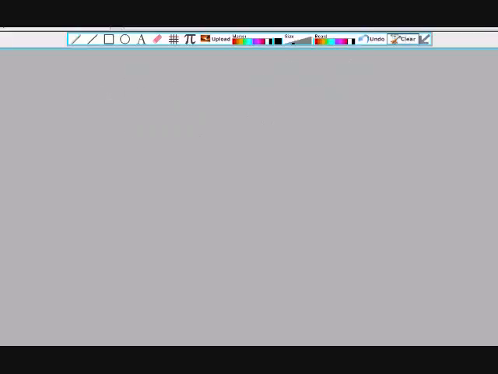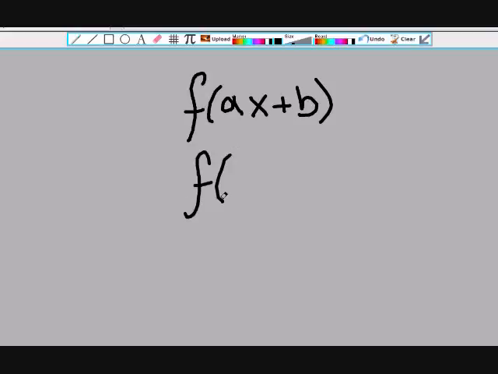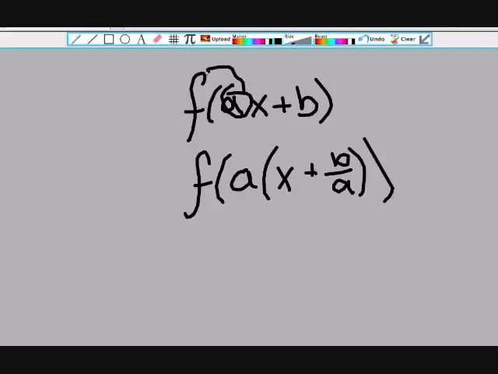Now, something that I went over briefly in class yesterday that I want to hit on again is that if you have something of this form, f of ax plus b, the way you want to look at this in terms of graphing is you want to factor it. So you want to make it f of a times x plus b over a. You're taking this a and factoring it out, but still inside the function. If you distribute it back in, it would give you a times x plus b.